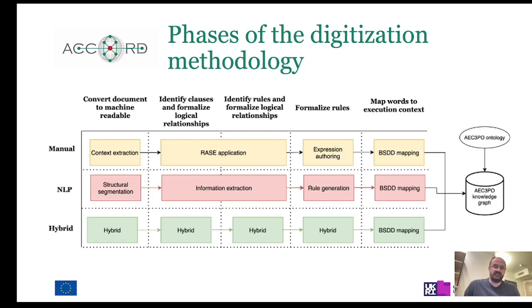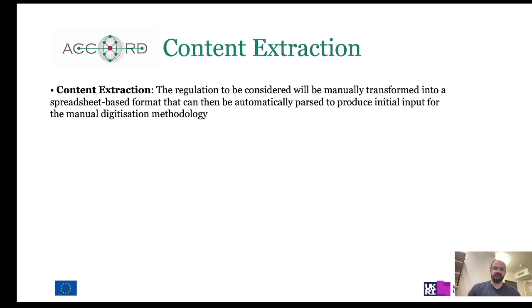Now, as you can see from this diagram, we have 3 implementations of this approach here. We have our manual implementation, an NLP implementation, and a hybrid implementation which we're still developing. I'm going to start by discussing the manual implementation. The initial phase of the manual implementation used within Accord is our content extraction. Here, the regulations were manually transformed from flat PDFs into a spreadsheet-based format that could automatically be parsed to provide initial input for the manual digitization methodology.